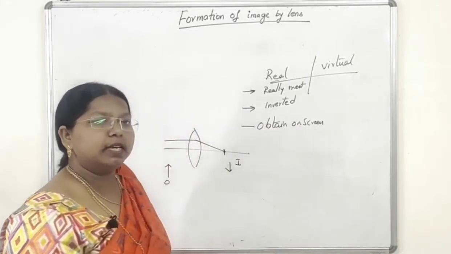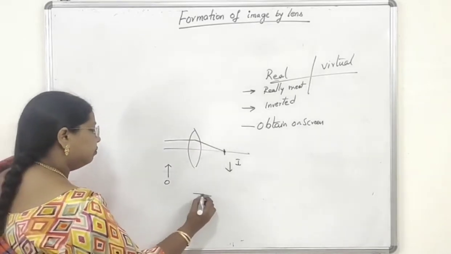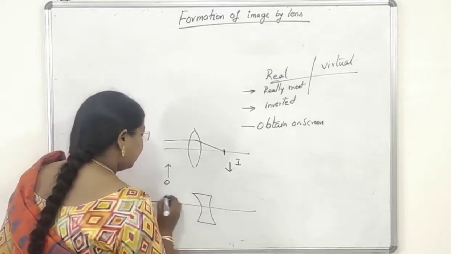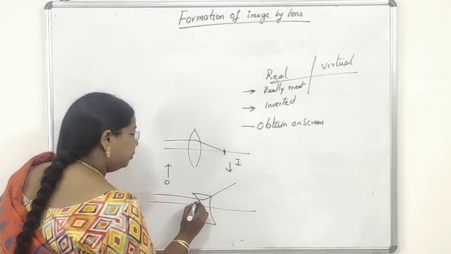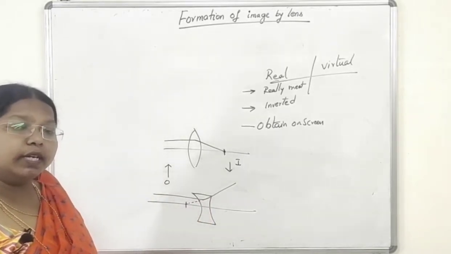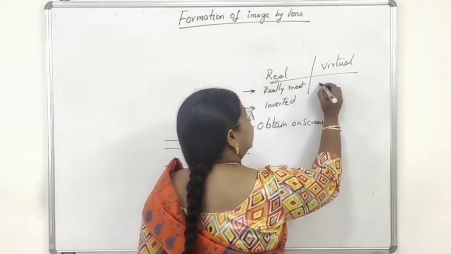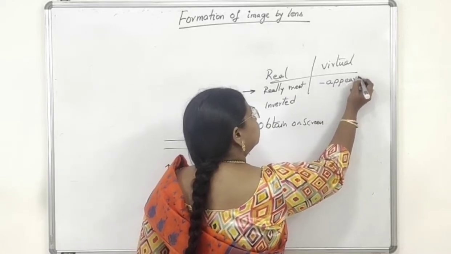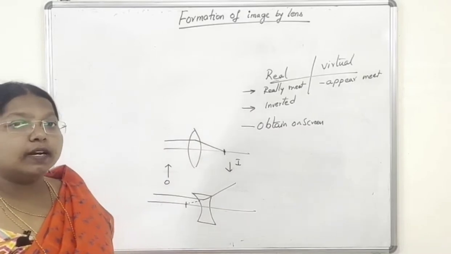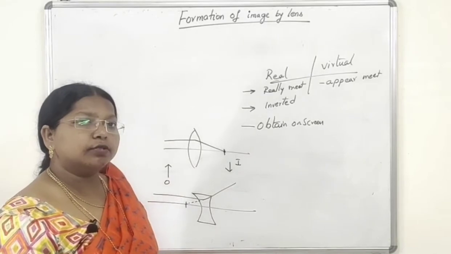Moving on to virtual images. These virtual images are basically shown with a dotted line. Dotted line means they appear to meet. It is not really happening, we are imagining. They are not really meeting at a point, they appear to meet at a point. At that point we will consider the virtual image. So a virtual image is always shown with a dotted line, students.